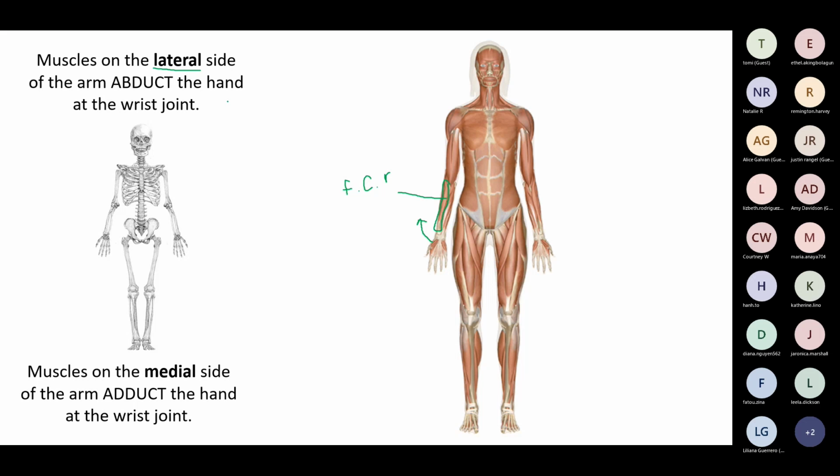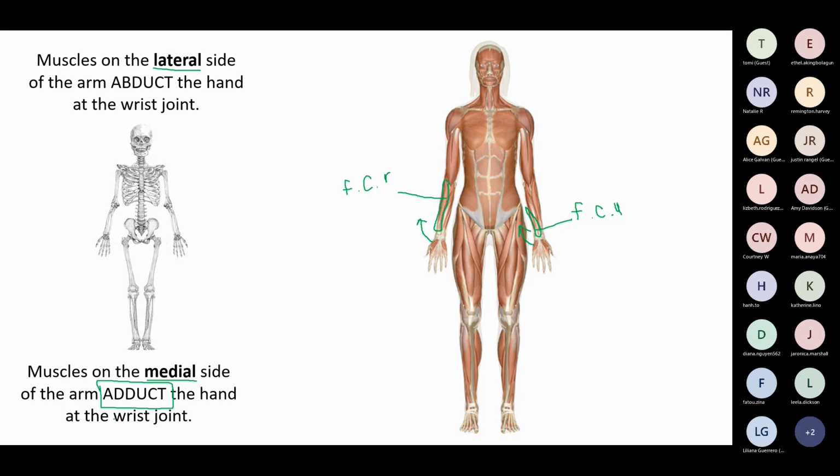abduction. If I live on the medial side, which would be, let's see, there's palmaris, this little friend right here next to palmaris. This is flexor carpi ulnaris. This is going to pull the hand more toward the middle. I live on the medial side, so I'm going to do adduction.